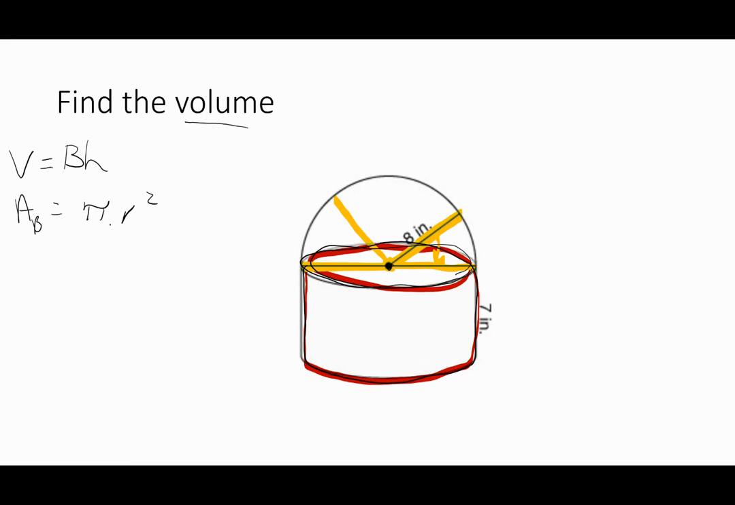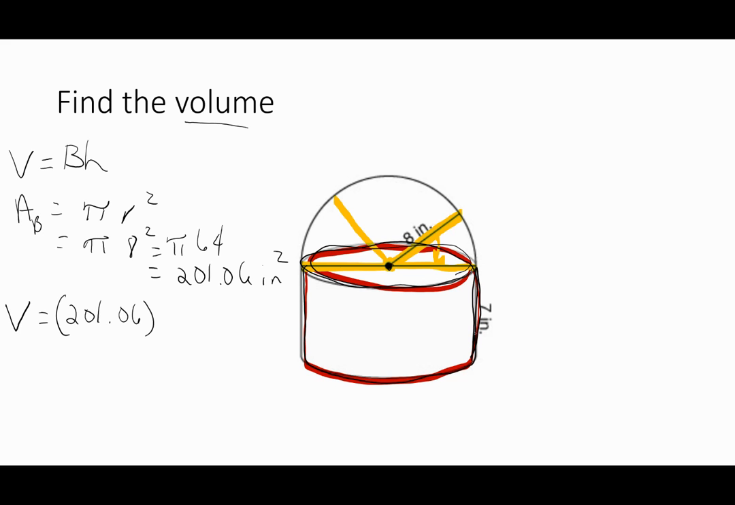So we put this in our answer. We have pi times 8 squared, which is pi times 64. So that times 64 gives us 201.06 inches squared. So our volume is going to be the area of the base, which we just found, 201.06, times the height. The height is always how tall it is.